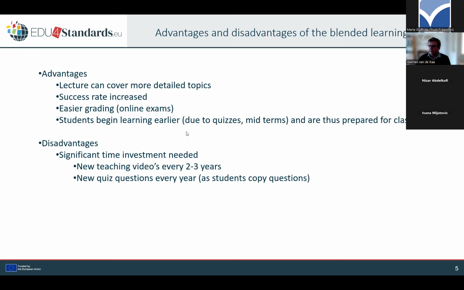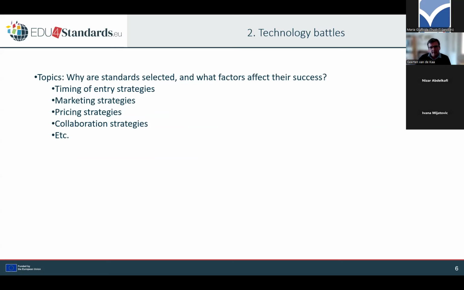So let's then look at the second course. The second course is, as I've told, an elective course. And this elective course, it's not required to follow this course. So I really get those students that are really interested in market-based standardization, right? So in that question of why are standards selected, what factors affect their success, what strategies can firms apply? Then I go into depth into various strategies, including time of entry strategies, marketing strategies, pricing strategies, and collaboration strategies.